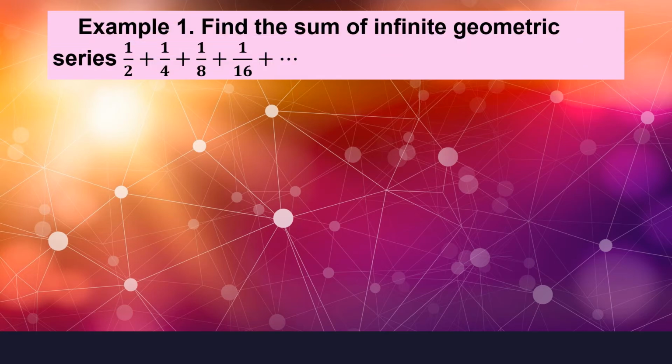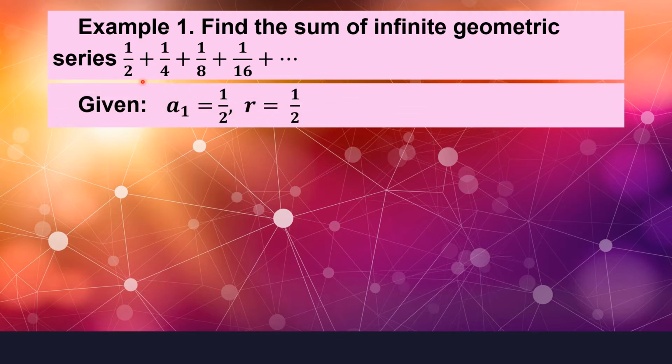Let's have example number 1. Find the sum of the infinite geometric series 1/2 plus 1/4 plus 1/8 plus 1/16 plus and so on. The given are: our first term, or A sub 1, is 1/2. The common ratio, or R, is 1/2.